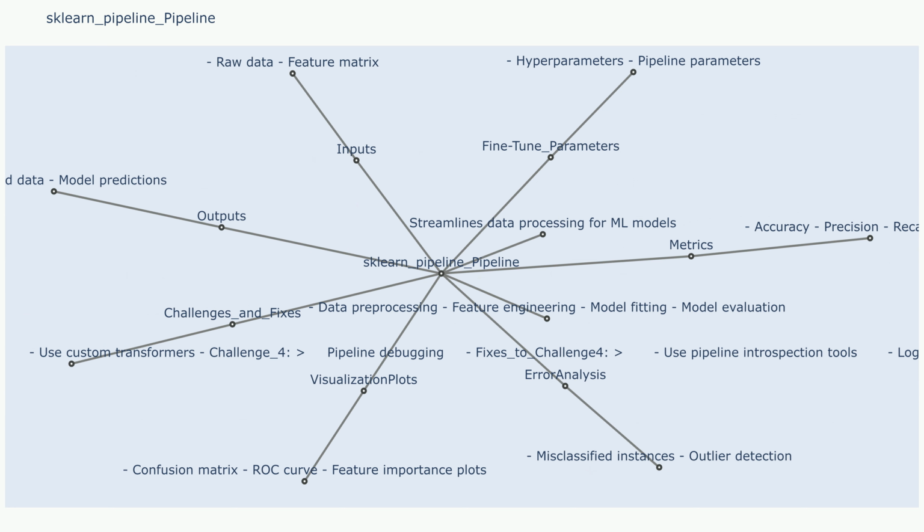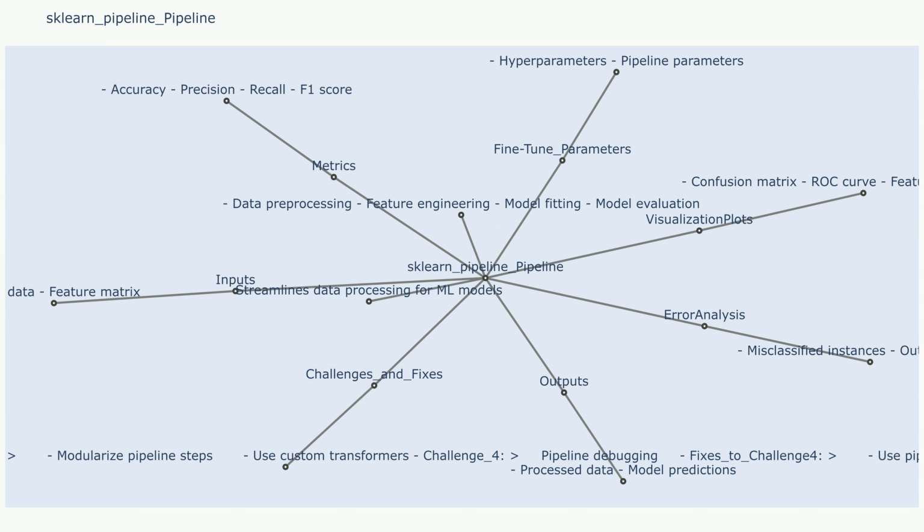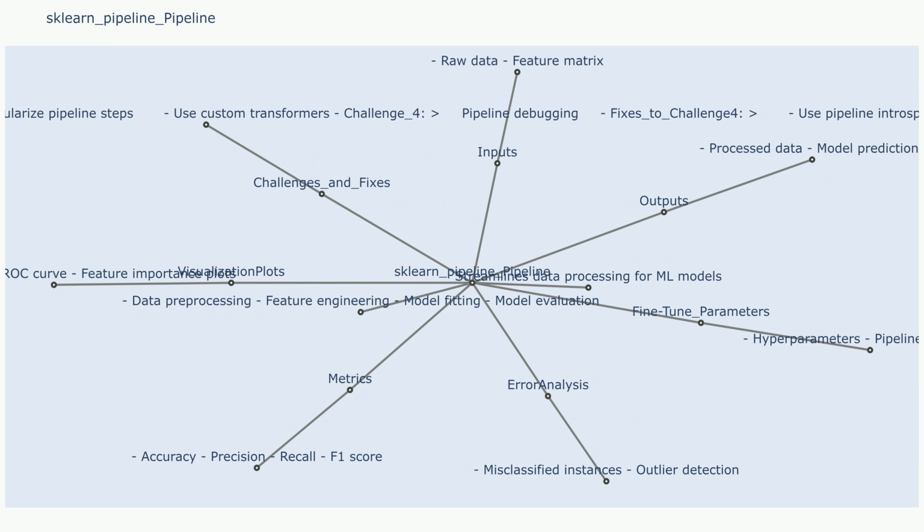Challenges and fixes. Challenge 1. Data leakage occurs when information from the testing data is inadvertently used during training, leading to overly optimistic performance estimates. Sample use case. If a feature transformation is applied before the data is split into training and testing sets, it's possible to use information from the test set in the transformation, leading to leakage. Fixes. Fit transformers only on the training data and then apply them to the test data. Use the ColumnTransformer to apply different transformations to different subsets of columns.